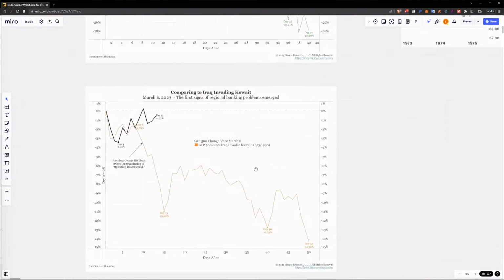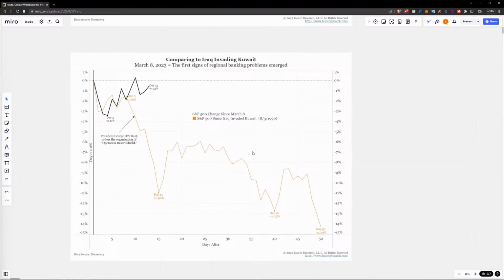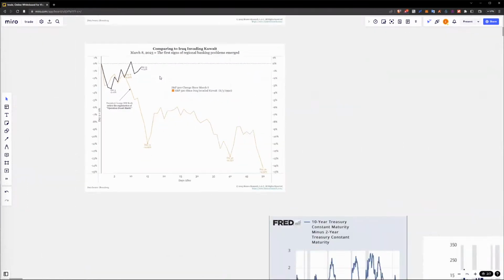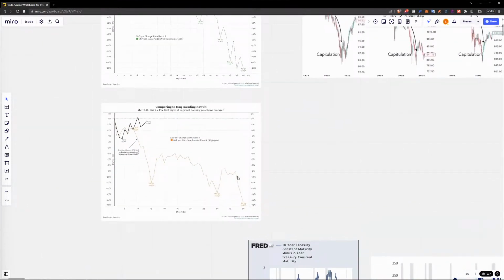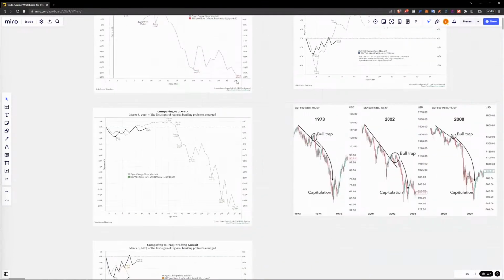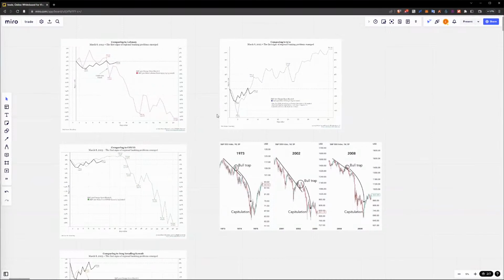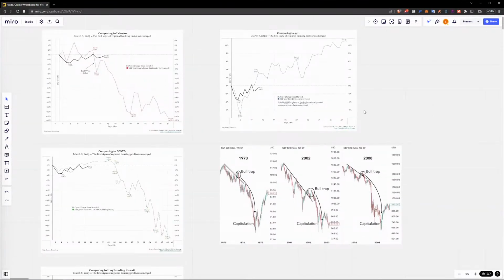This is the invasion of Kuwait. The capitulation came much faster, but we first had the uptick of the market rallying up, then we had the capitulation. These ranges of 50-day, 40-day, 30-day change depending on the market conditions, but I try to get an average of it, and I'll talk about it especially in the technical analysis area.